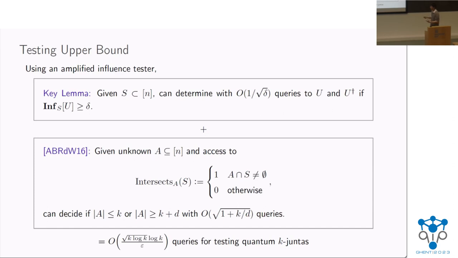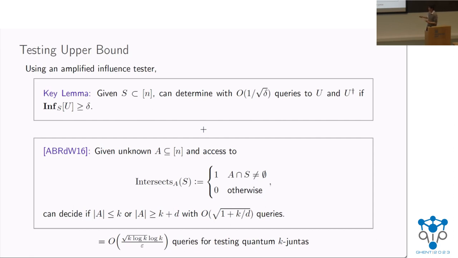And why is this important? Well, it allows us to get this key lemma here, where essentially we feed in a subset of qubits, and we can determine with a small number of queries whether the influence is above a certain threshold. The connection of this with junta testing is through a problem called group testing. I'll explain briefly what group testing is, and then I'll talk about the connection to junta testing.